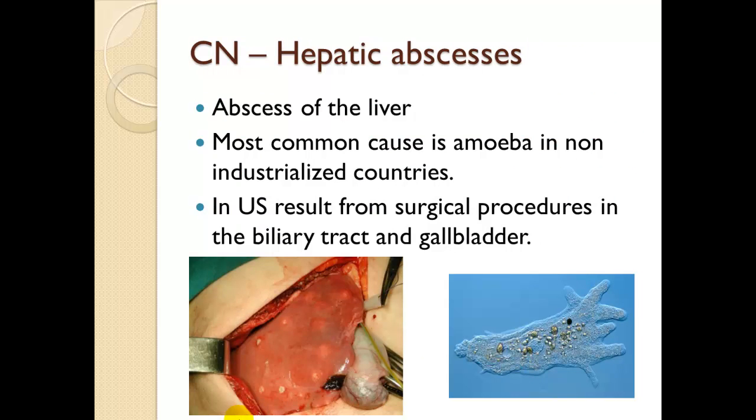Hepatic abscesses. I've actually found these on the internet. So they're abscesses of the liver. The most common cause is an amoeba in non-industrialized countries. In the U.S., it's pretty much a result from a surgical procedure in the biliary tract or the gallbladder. You get an amoeba in there, and it can cause abscesses of the liver. So this guy over here is the amoeba. And what it essentially does is it causes abscesses, if you can kind of spot all these, on the liver. And this one here has multiple abscesses. This liver, I promise you, is failing or is in failure.